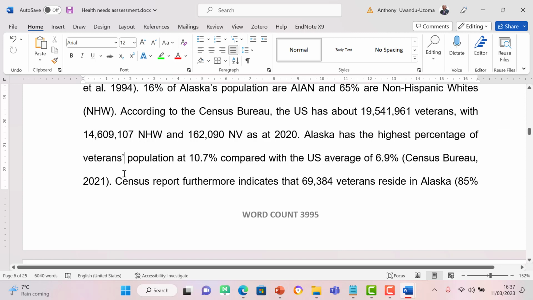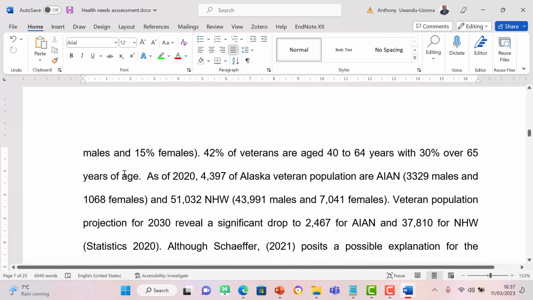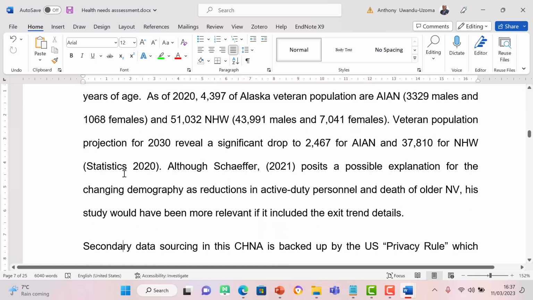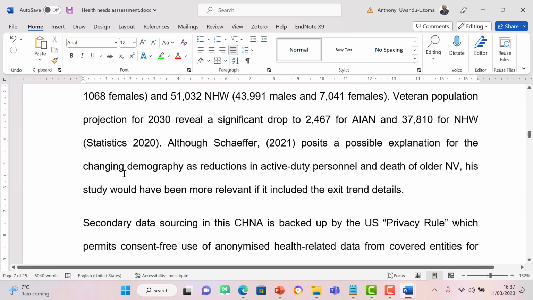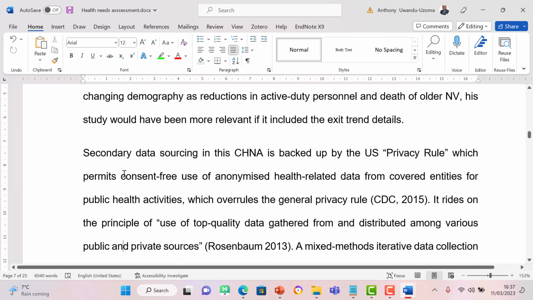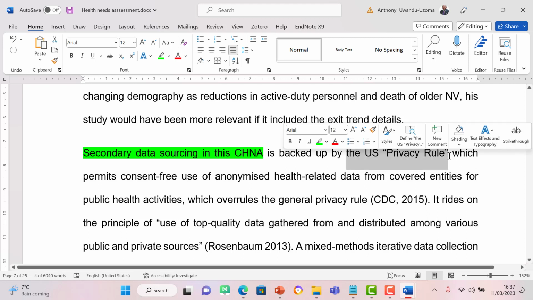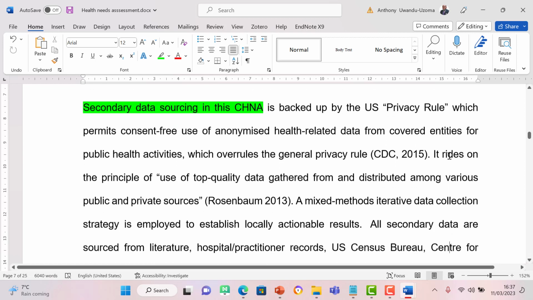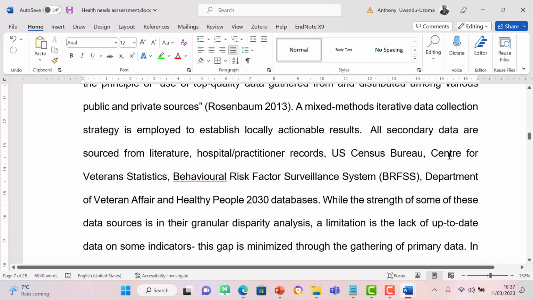So look at the census data. These are all about census data. You can describe it in trend. Now another secondary source of data that can be used. Backed up with a US regulation that's called the privacy rule. Now, secondary data, like I told you, you have to criticize it.